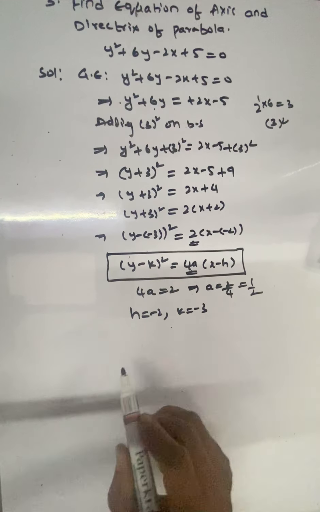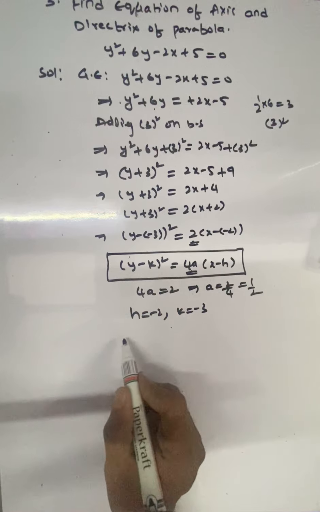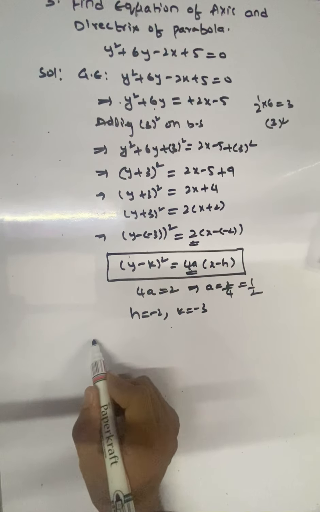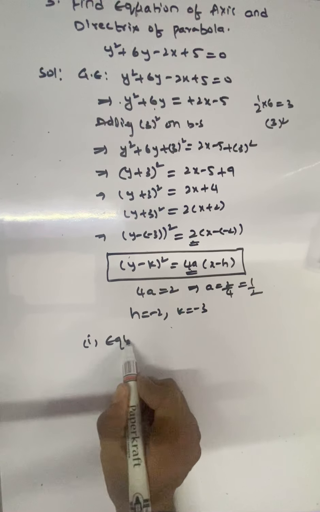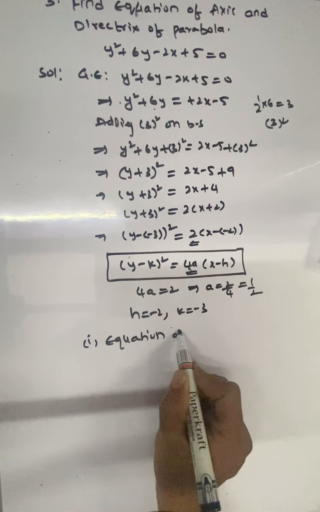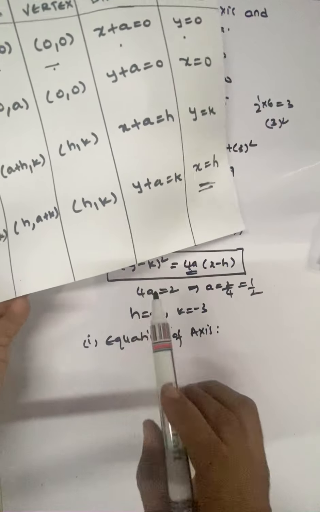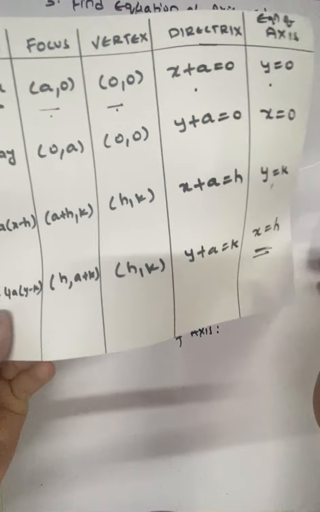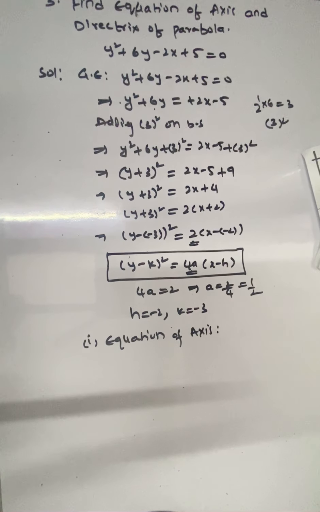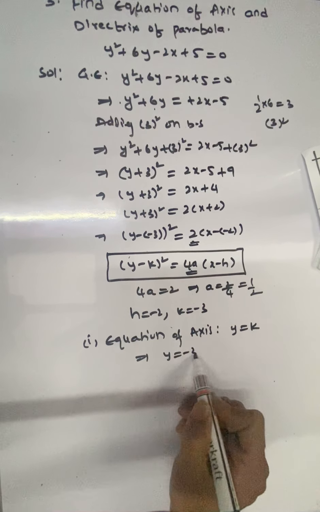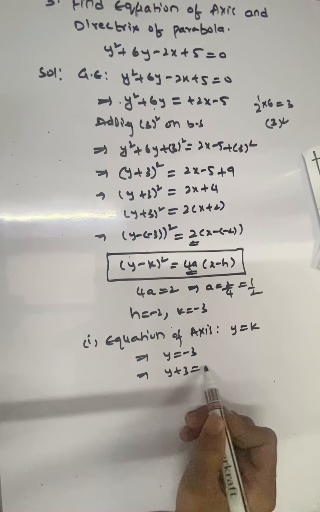So we have these two values now. What we'll do now? We have to find the equation of axis. Now you have to check the formula. In the formula list, the equation of axis for this y formula is y equals k. So y equals minus 3. Minus 3 means y plus 3 equals 0.